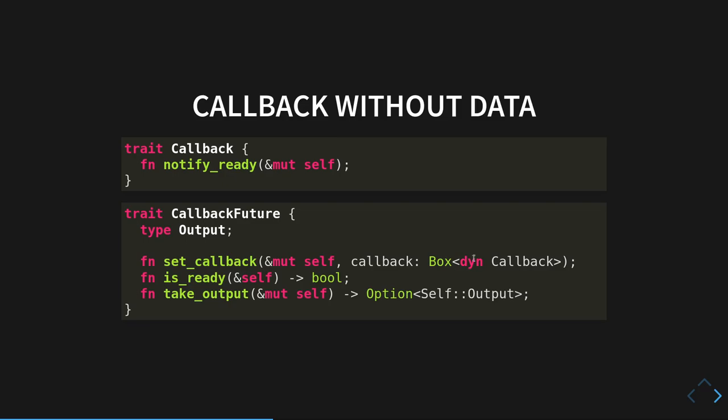You would have the output in an option internally, and you can call the take method internally on the option. So once it's been taken out once, it will be gone. Not like in other languages, because of the ownership rules. So that's how it's usually implemented with callbacks.